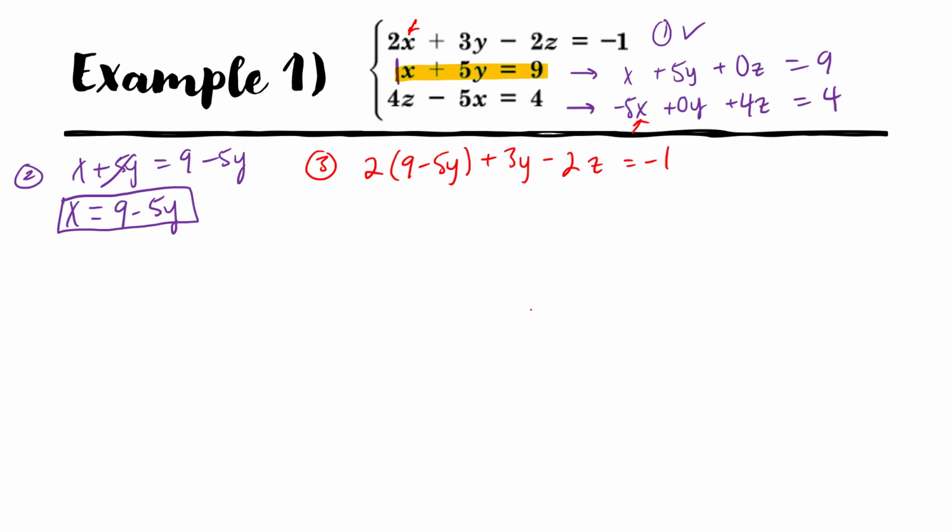When we do substitution, that's where we distribute, combine, isolate the variable, right? Distribute, combine, isolate the variable. So we're going to go ahead and DCI. Distribute. It's a lot of movement. So we get 18 minus 10y plus 3y minus 2z equals -1.